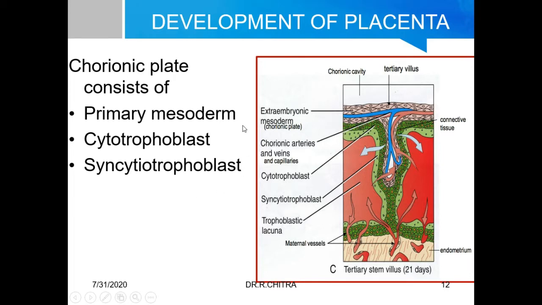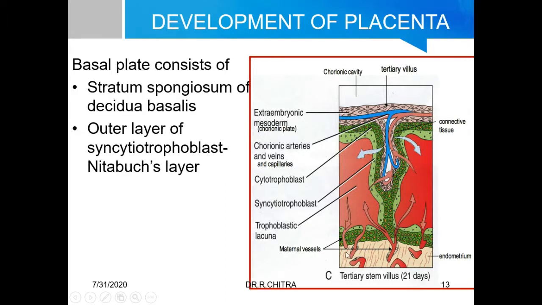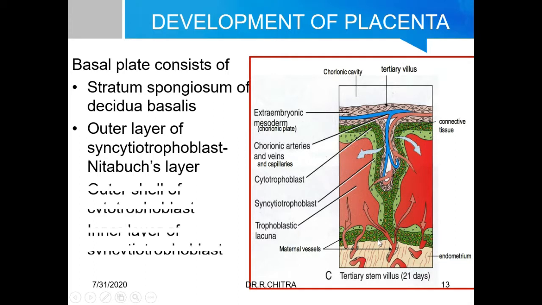Now we will see the basal plate. The basal plate is this side. The basal plate consists, from mother to fetal side, of the stratum spongiosum of the decidua basalis. So the layer of decidua basalis is the stratum spongiosum of the decidua basalis. Then the outer layer of syncytial trophoblast, that is called the Nitabuch layer.